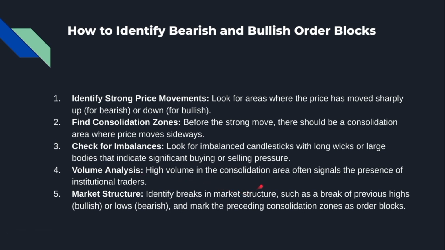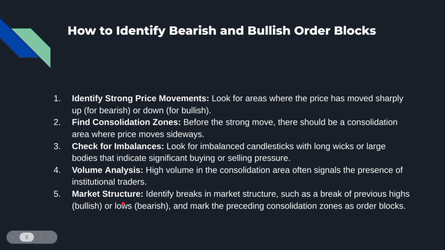And then number four, the volume analysis. High volume in the consolidation area often signals the presence of institutional traders. So the volume is basically the big traders, right? Like the New York Open and the London Open is when the big traders step in the market. Majority of the time it's around about 3:30 here in South Africa, because that is the overlap of the New York and London session, right?